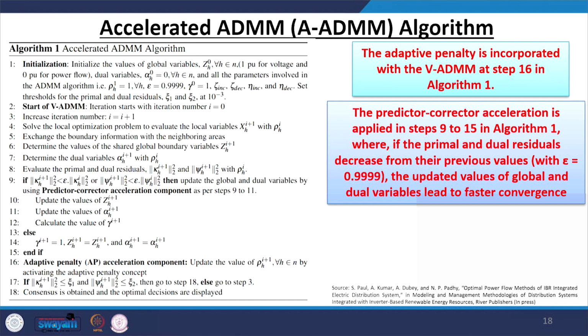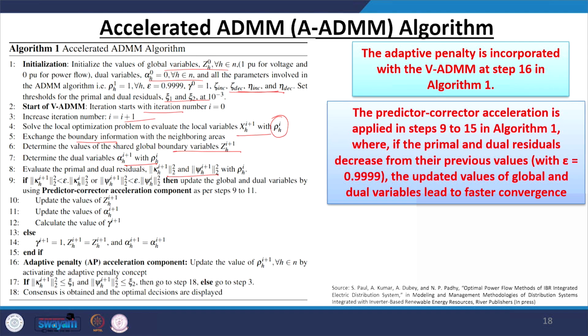So, this is the overall accelerated ADMM algorithm. You can see you first have to initialize the global variables as well as the parameters, what you already did for the vanilla ADMM, and also the primal and dual residuals. You have to assign the extra parameters which you introduced for the adaptive penalty. So, you first start your vanilla ADMM, do the iteration, determine your local variables and also determine your penalty parameter value. Okay. Then you share the boundary information, update the boundary information, update the dual variables, and now calculate the primal and the dual residuals.